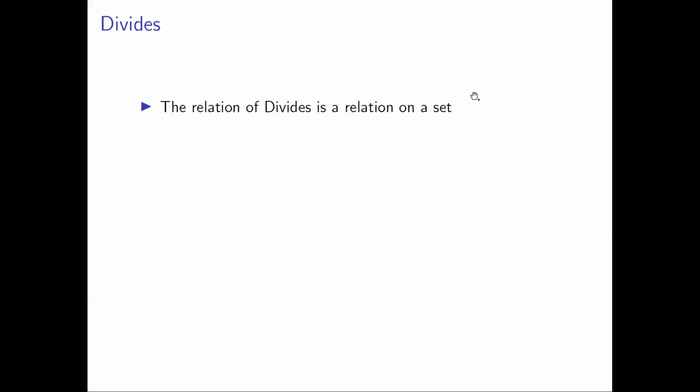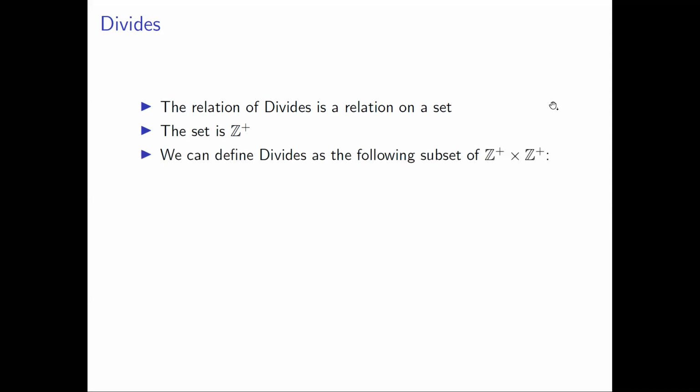Here's another relation on a set. We call this relation divides. So divides is just a name of this special subset. And the set we're considering here is the positive integers, which I write as Z plus. So divides, this relation, is a subset of the Cartesian product of the positive integers with itself. And we define divides as the following subset, which is the set of ordered pairs (x, y), for which both x and y are positive integers, and the most important part, x divides y.